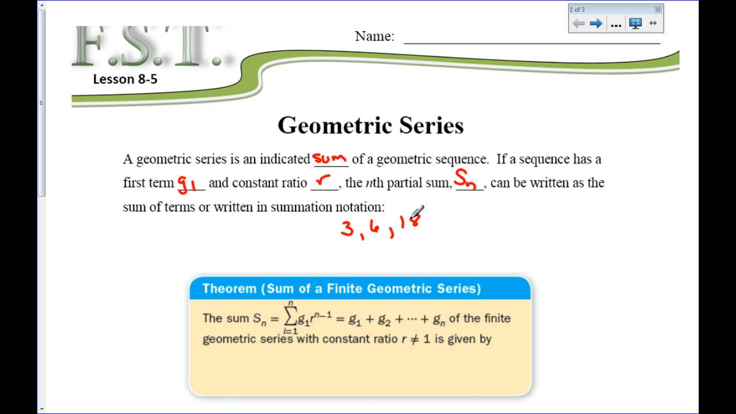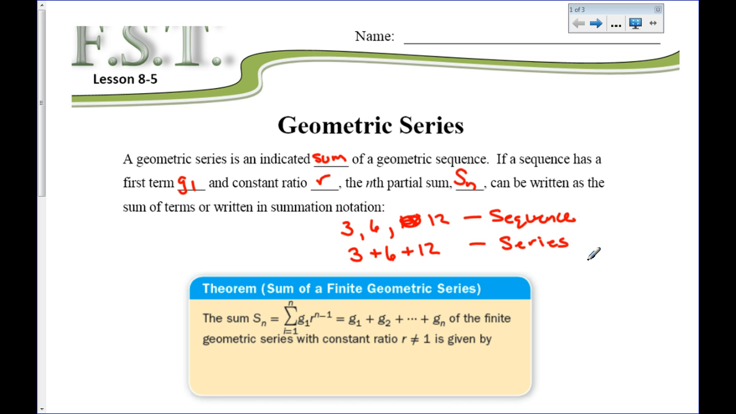Oh wait, I did that wrong. This should be 12. So my r value here is 2. But if it's a geometric series, it's going to be 3 plus 6 plus 12. Your r value is still the same, but you're adding. So the first one's a sequence, because you have commas instead of addition. This is a sequence. This is a series.